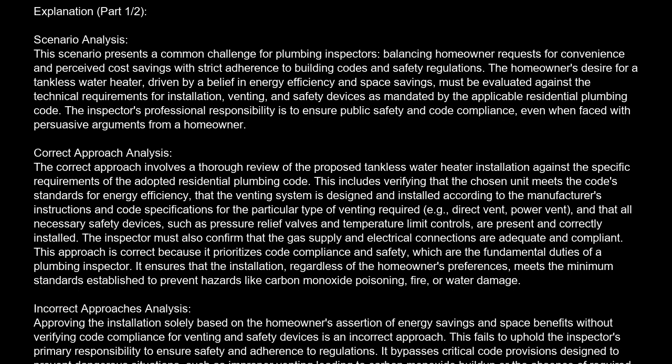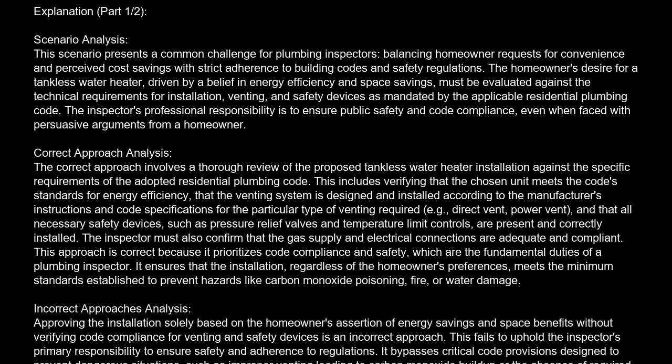This approach is correct because it prioritizes code compliance and safety, which are the fundamental duties of a plumbing inspector. It ensures that the installation, regardless of the homeowner's preferences, meets the minimum standards established to prevent hazards like carbon monoxide poisoning, fire, or water damage. Incorrect approaches analysis. Approving the installation solely based on the homeowner's assertion of energy savings and space benefits without verifying code compliance for venting and safety devices is an incorrect approach.